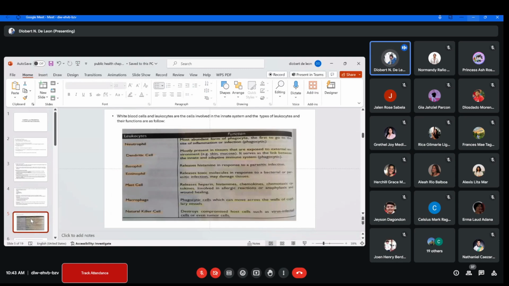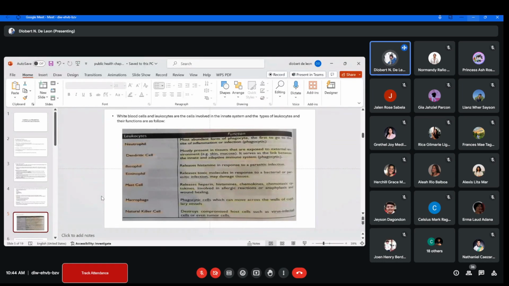White blood cells or leukocytes are the cells involved in the innate system, and the types of leukocytes and their functions are stated below. We have here: neutrophil, dendritic cell, basophil, eosinophil, mast cell, macrophage, and natural killer cell. The neutrophil is the most abundant form of phagocyte, the first to go to the site of inflammation or infection. So, the neutrophil is phagocytic. It is the first to rush in, like a soldier.